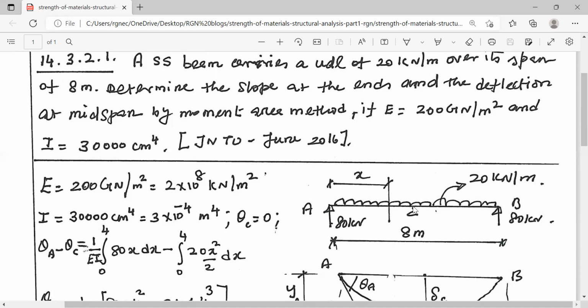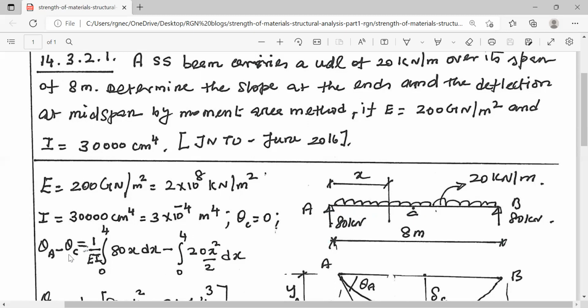Here we have been asked to calculate the slope at the ends. That is one part of the problem. Sorry, we have to calculate the slope at the ends, that is, the slope at A. Now we will apply Mohr's theorem for the 2 points A and C, where C is the mid span.